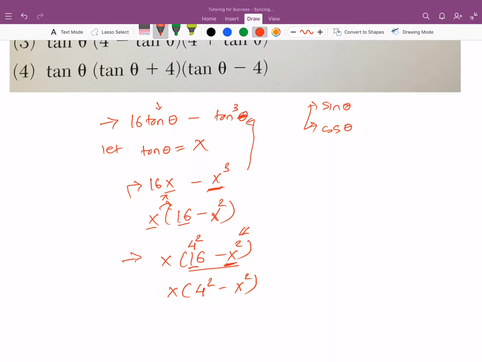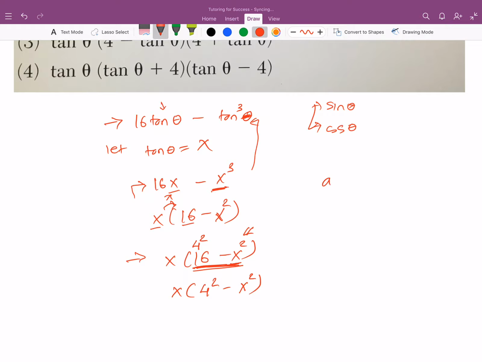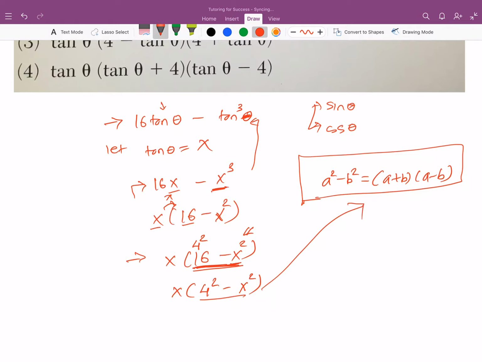You may be asking yourself, how do I know that? This is how you know. Every time you see a pattern, the number 16 can easily be changed into a perfect square, because 16 is a perfect square number. So you raise that to 4 squared, subtract x squared, and there is a pattern for that: a squared minus b squared, and if you expand it, you get a plus b times a minus b. This is a standard expression, and you will use it a lot in factorization. So every time you see this format, you follow that pattern.